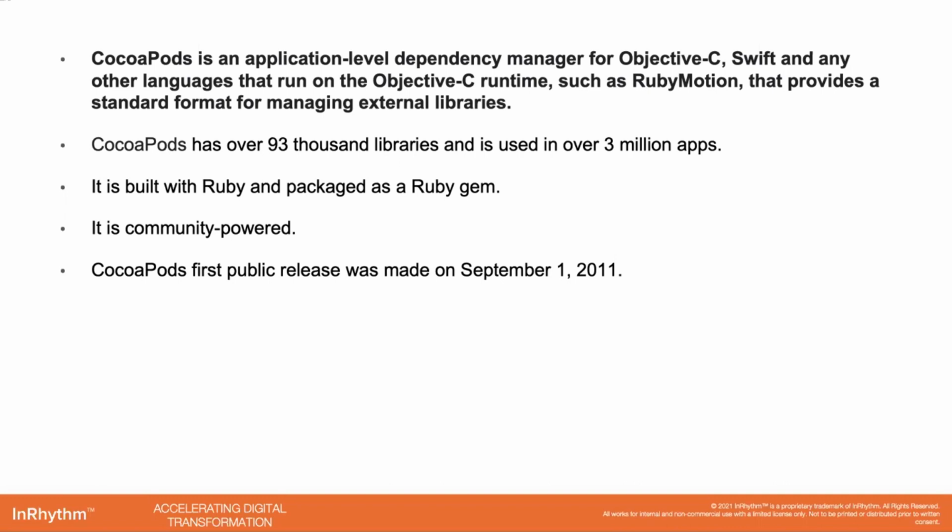CocoaPods was developed by a small group of dedicated engineers back in August 2011. It received good feedback from the engineering community, and more volunteers joined and helped to grow it, so it has pretty strong community support. As I mentioned, development started in August 2011, and on September 1st, 2011, they made the first public release. So CocoaPods has been available for a while, like 11 years already.